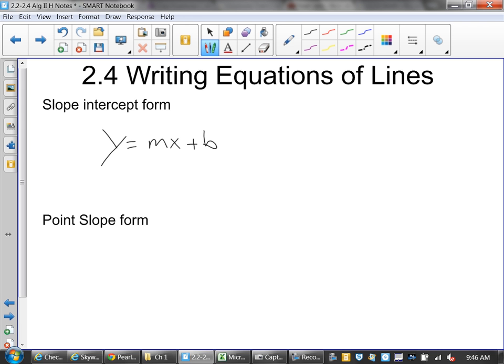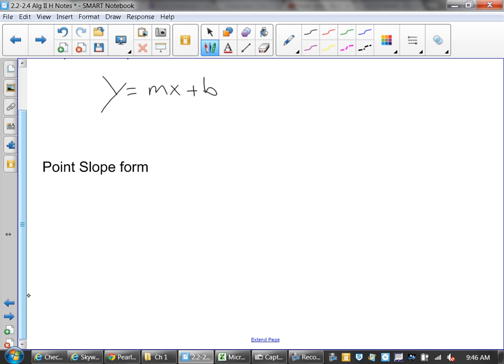Now, do you remember point-slope? What do you have if you have point-slope form? Point and slope, very good. Point-slope form is when you have a point and a slope. Kind of silly if you didn't have those two.